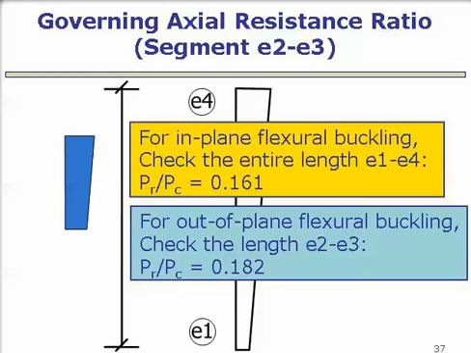For out of plane, we would separately check E1, E2, E2, E3, E3, E4. I'll just show one example. Let's suppose we're just interested in checking E2, E3. So this check for E1 to E4 applies to E2, E3 for in plane. For out of plane, I focus on just that length from E2 to E3, and I got 0.182 for the axial ratio there. And so 0.182 is larger than 0.161, and so that one controls. That's the one you see highlighted here in the table summarizing our results.